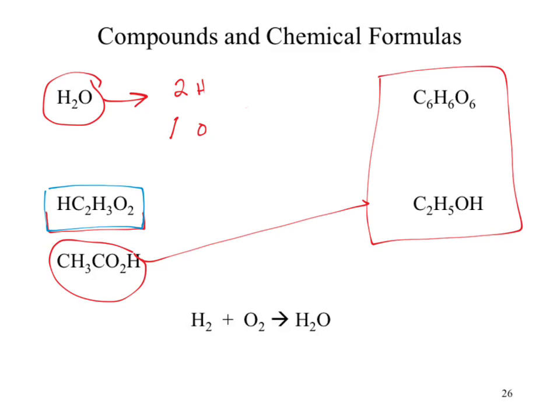If I try to determine the number of carbons, for now my blue circle, how many carbons are in that blue circle? 2. I have 1 here and 1 here. How many hydrogens?